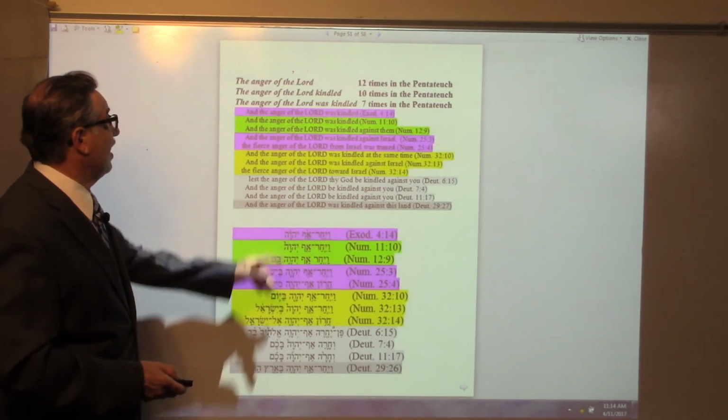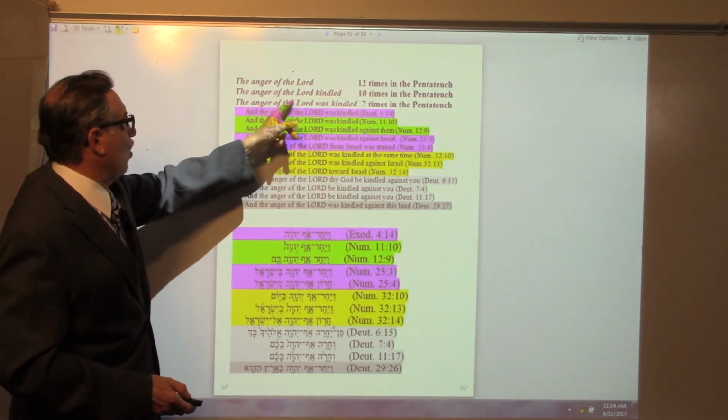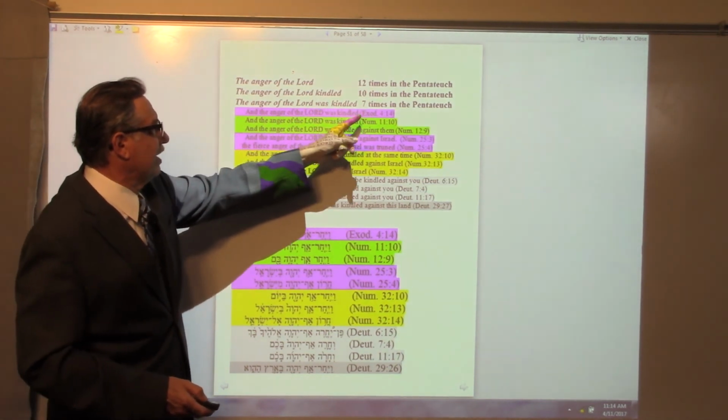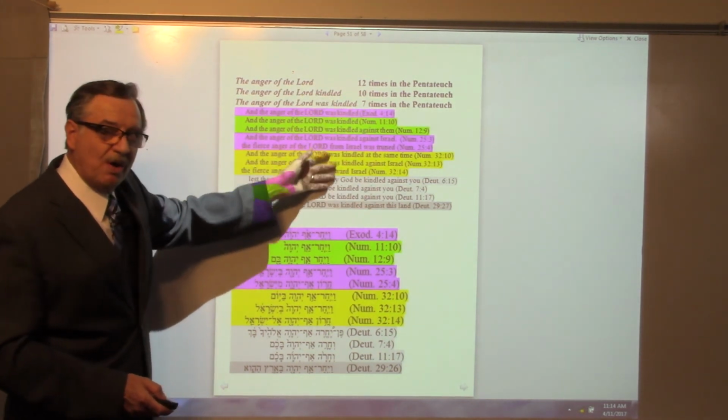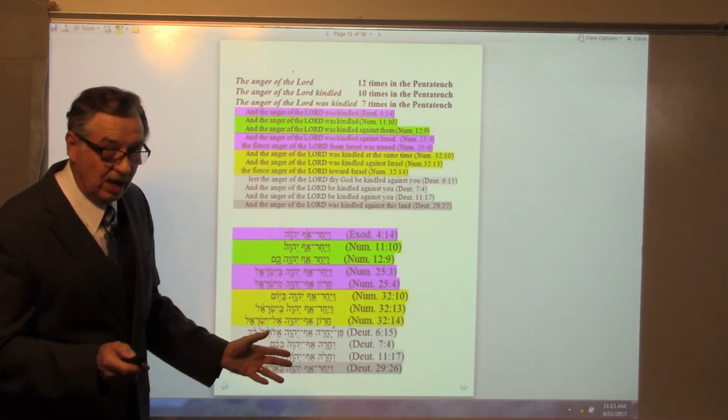The anger of the Lord, 12 times. The anger of the Lord kindled 10 times. The anger of the Lord was kindled 7 times. Here we have all 3 meters combined in the same set. That happens quite often, by the way. We're only showing a small part of the data.